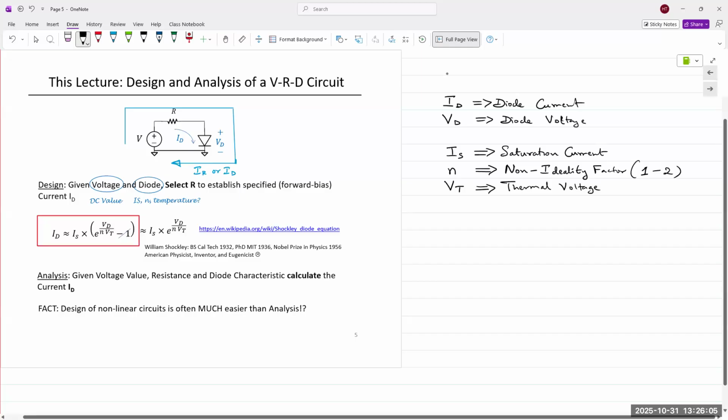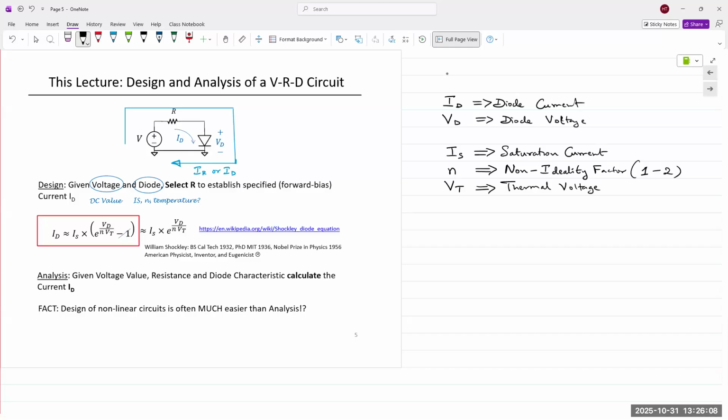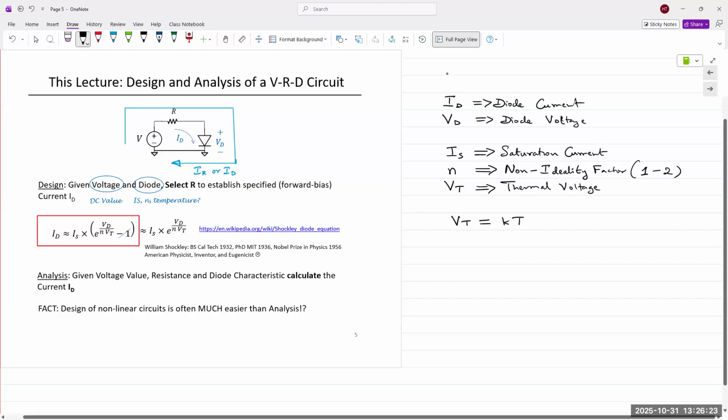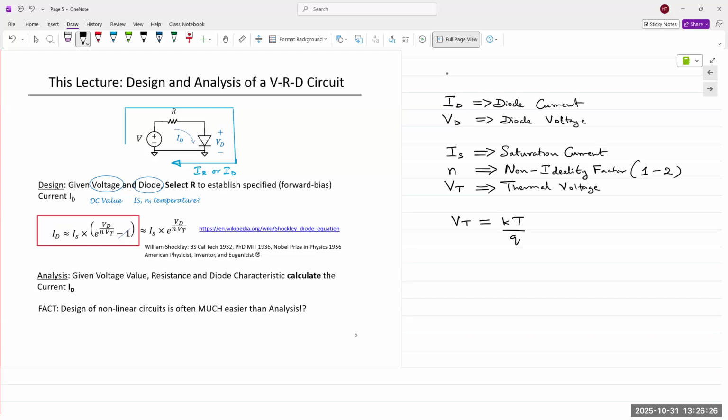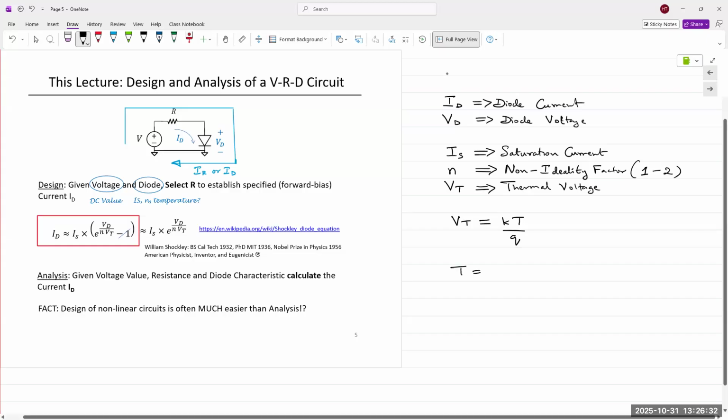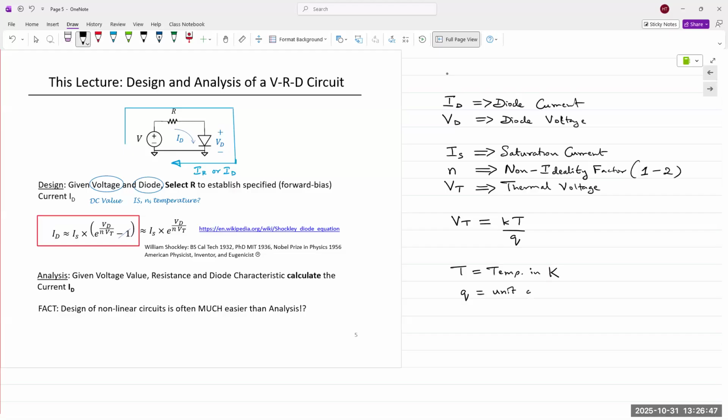VT is the thermal voltage. Thermal voltage is the voltage that results due to the differing motion of the holes and electrons, and due to varying temperature. So VT is given by kT over q, where k is the Boltzmann constant, T is the temperature in Kelvin, and q is one unit charge. So everything is a constant except for the temperature.